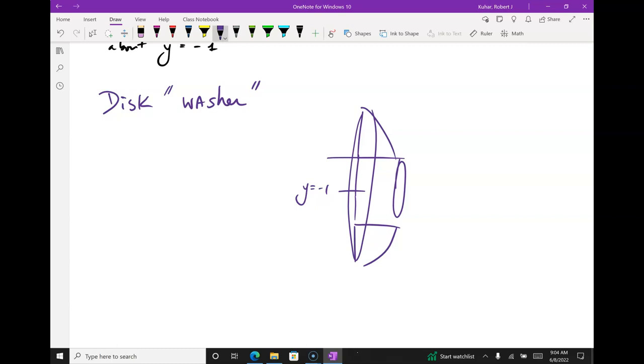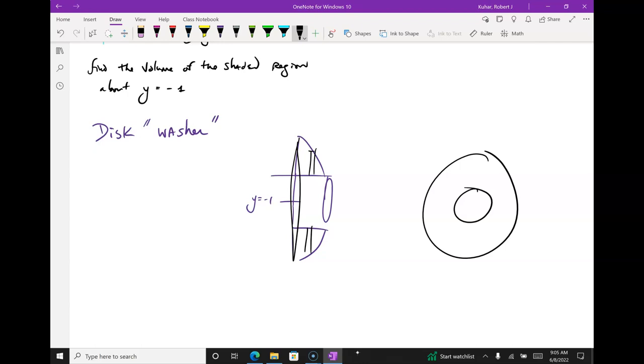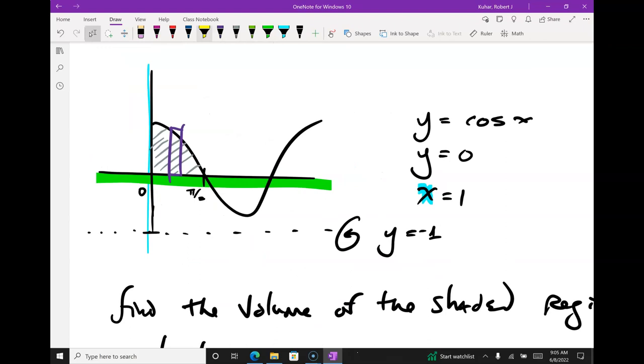Not that my drawing is great, but the key here is where my rectangle was is where I want my cross section. So imagine just cutting out that strip, and then clearly you're going to see the washer. I think I can put my radius on here. Remember, I want to go to the top of my rectangle all the way to the axis of revolution, always thinking that I have to do upper minus lower or right minus left. So my big radius is what? The top of it is cosine, and then minus the axis of revolution, so minus a negative 1, plus 1.